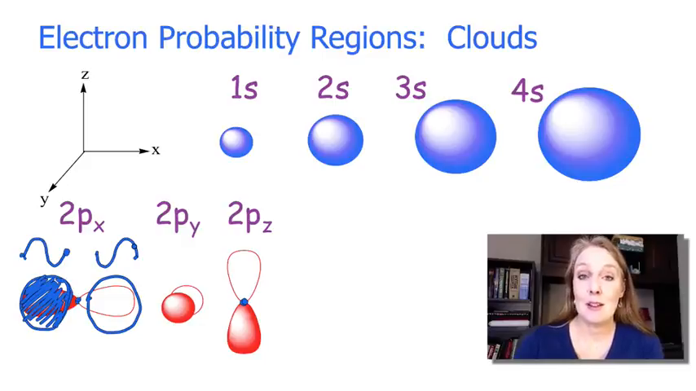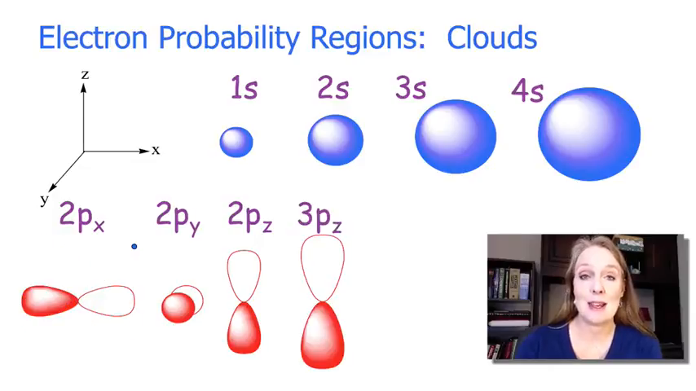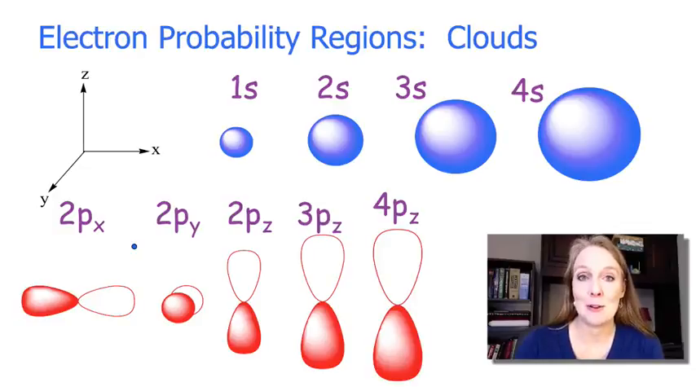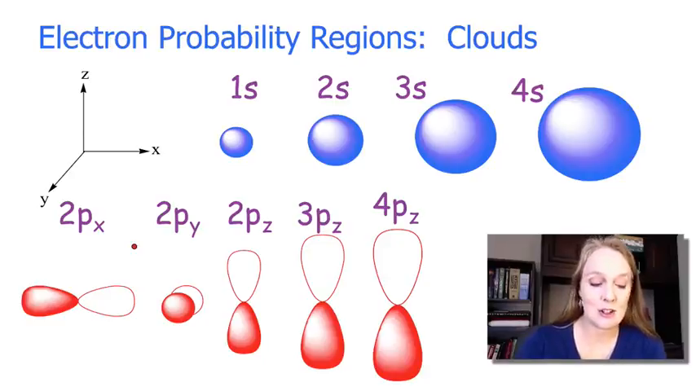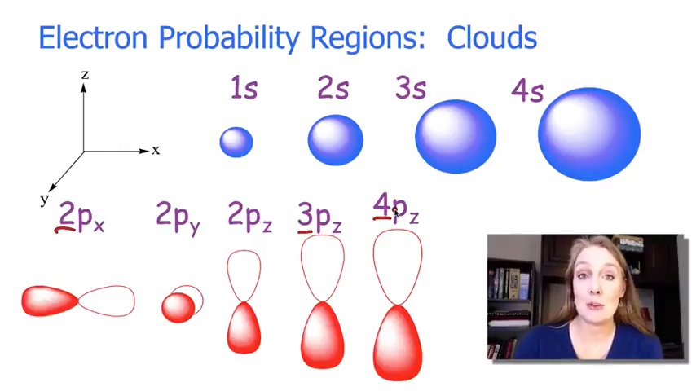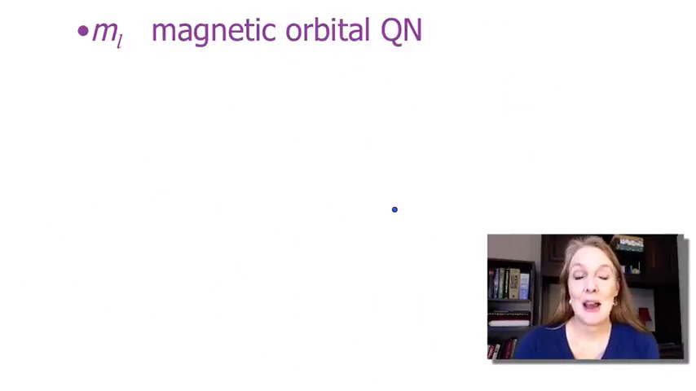Now, of course, the p orbitals can also be present at higher sublevels, so we could have the 3p orbitals, which of course would have all 3 orientations again, and the 4p orbitals, which would have all orientations again. Each time, because n is getting larger here, going from 2 to 3 to 4, the orbital is getting slightly larger, but because it's a p orbital, it retains the same shape. Now, ML is the magnetic orbital quantum number. It's what tells us the orientation of the orbital.